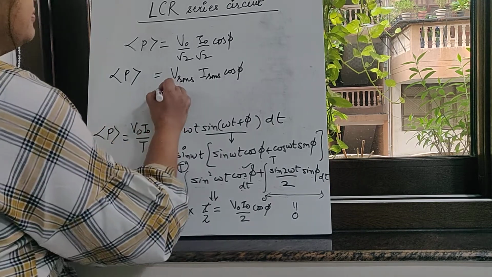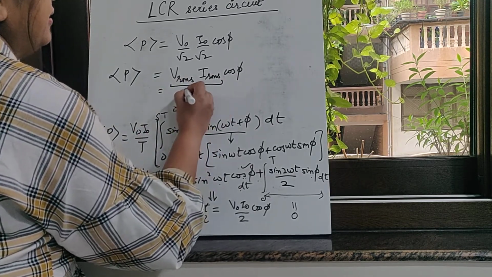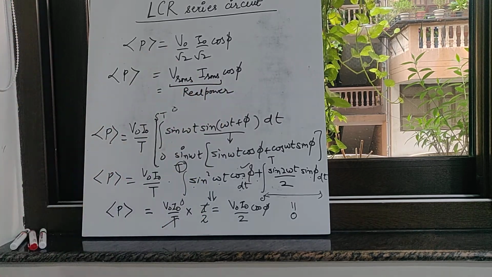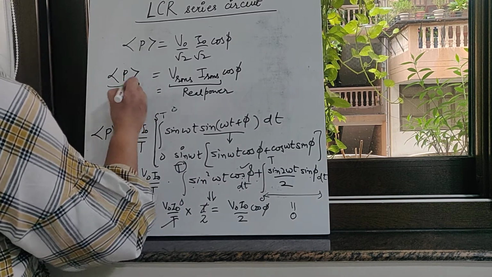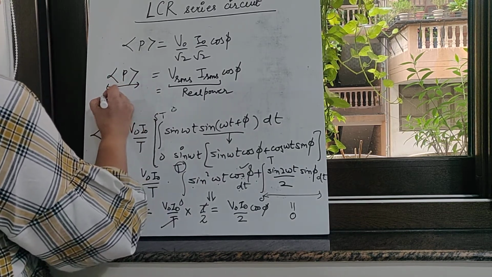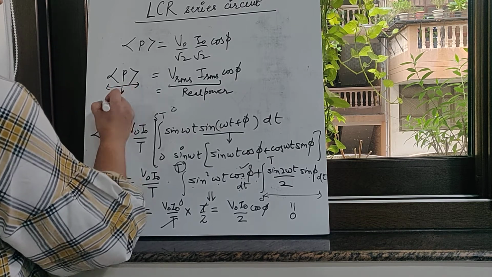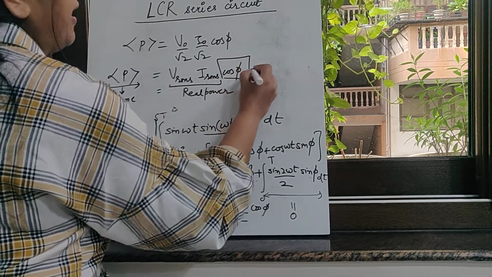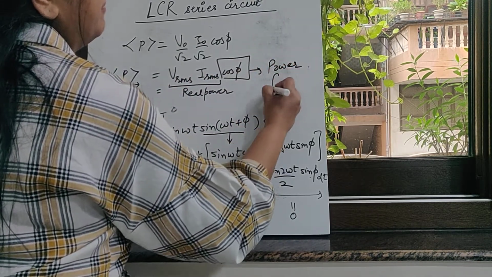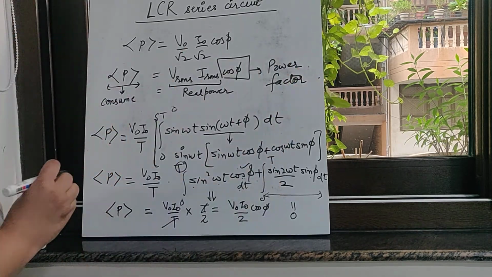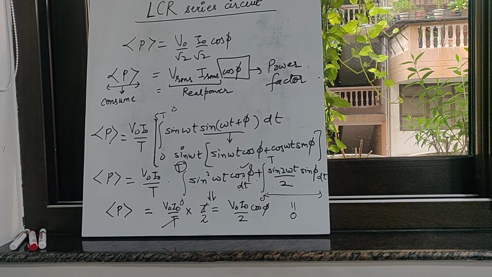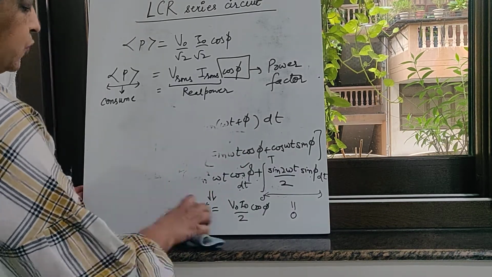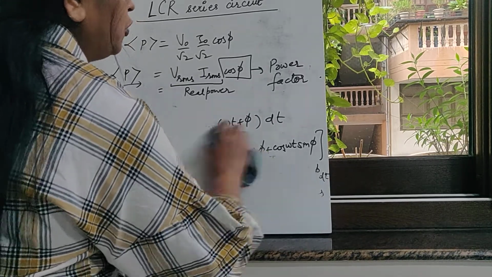Now this is the real power taken from the source, right? And this is the power which we consume, and this factor cos phi is known as the power factor. Now how can we understand this particular power factor? What is the role of this power factor? So I am just making it possible for all of you to understand this.